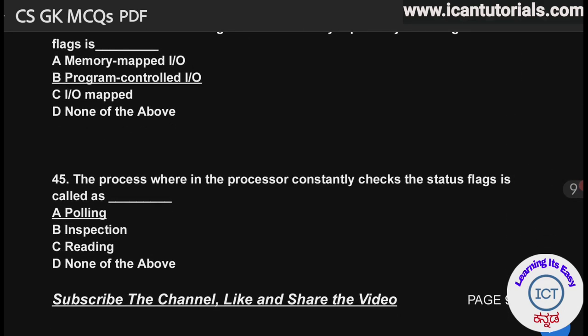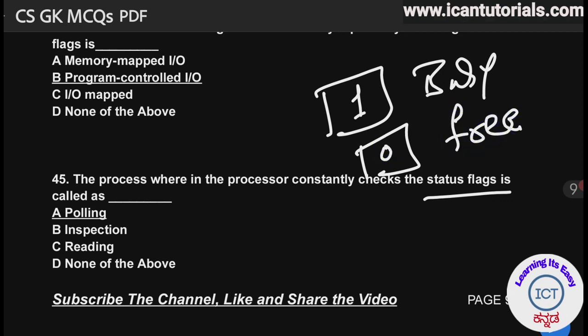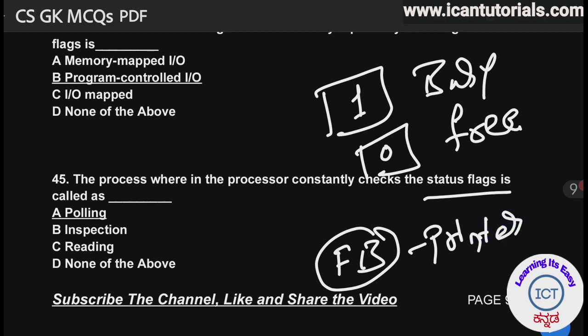So what does 45th question say? 45th question says the process wherein the processor constantly checks the status flag. I said in the earlier question, there will be a status flag. If this status flag is set to 1, that device is busy. If this status flag is set to 0, that device is free. Okay, if some application like Facebook wants the use of printer, processor will keep on checking the value of this status flag.